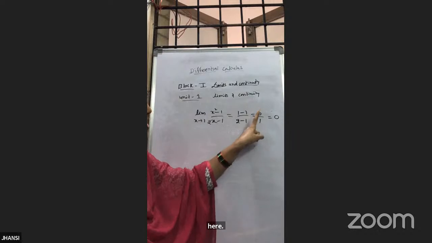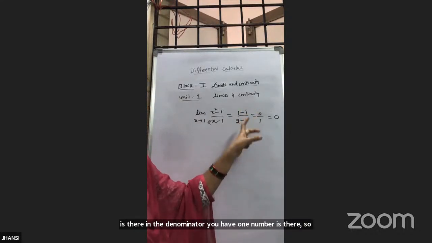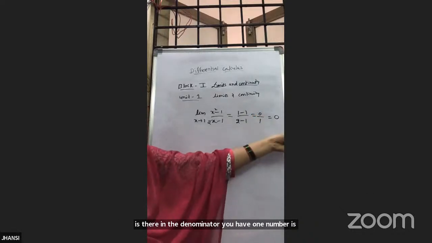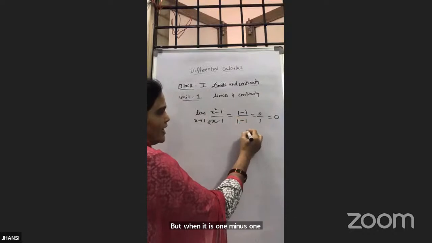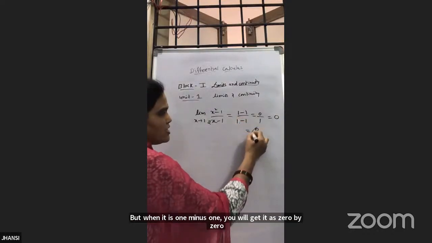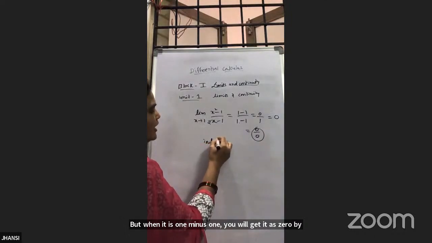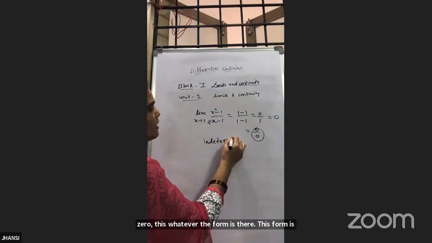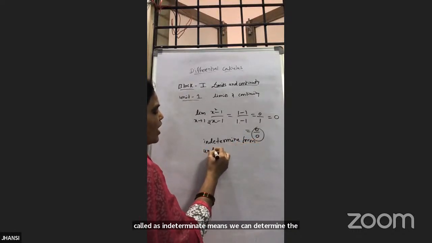Why? Because 0 is in the numerator and you have a number in the denominator, so you have a value for this one. That is 0 by 1, which is 0. But when it is 1 minus 1, you will get it as 0 by 0. Whatever this form is, it is called indeterminate, meaning we can't determine the value. Or it is called undefined form.